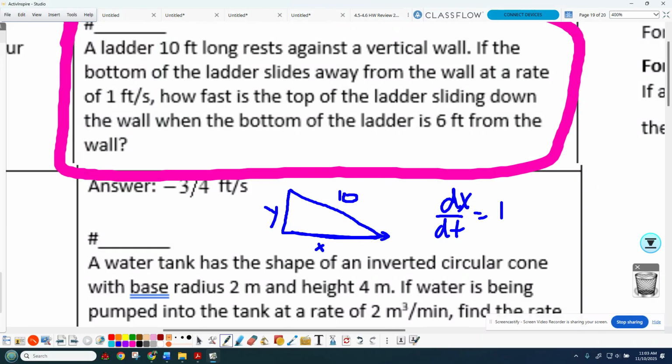Felipe, what other information do I have? That the ladder is 10 feet and it's 6 feet away from the wall. Okay, what is 6 feet? Is it X, Y, ladder, X? So they don't tell us what Y is. Pythagorean theorem, or 3, 4, 5, just bigger. We also know there's no change in the ladder, so dL/dt is 0.